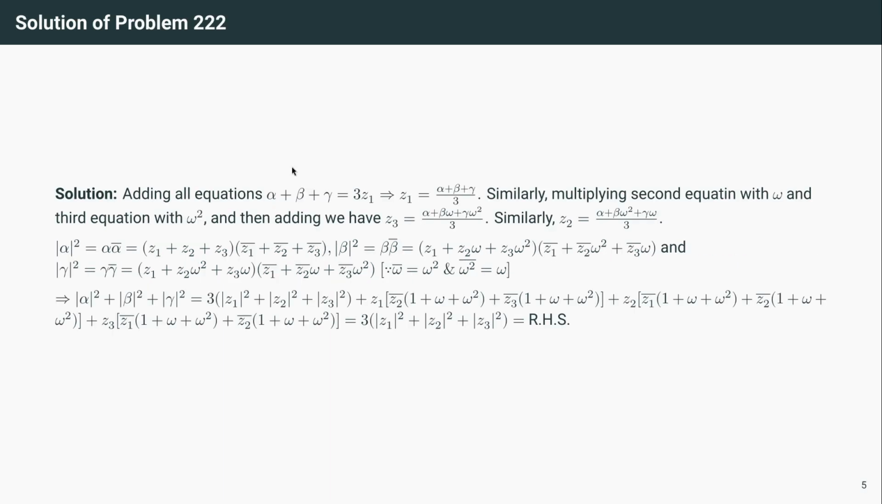So we have three values, alpha, beta, gamma. If you add all of them, you will find that it is equal to 3z1. So z1 is alpha plus beta plus gamma by 3.